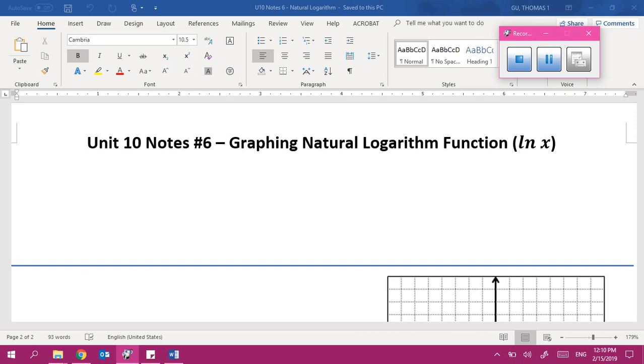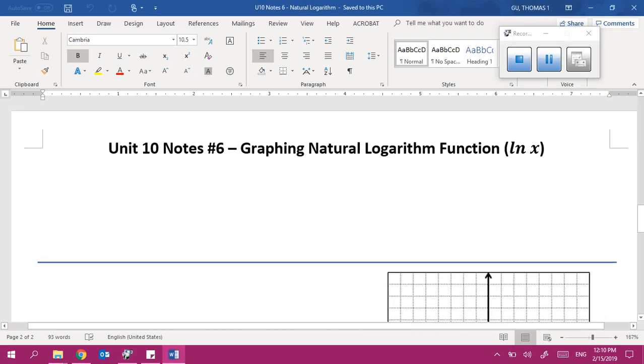Last note section before the big test. Note number 6, graphing natural logarithm functions. Very quickly, let me riddle you this, guys. You see the word natural, so what number do you think this is going to involve? Yeah, Euler's number, right? The E. When you see the word natural, it's going to involve E, because remember, E is the natural base or the natural growth constant.